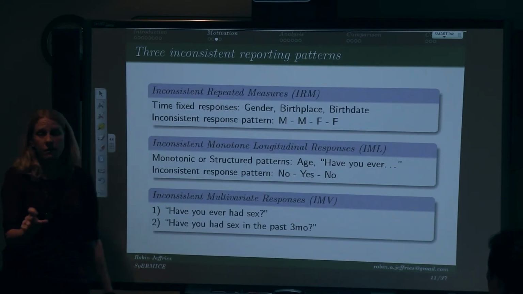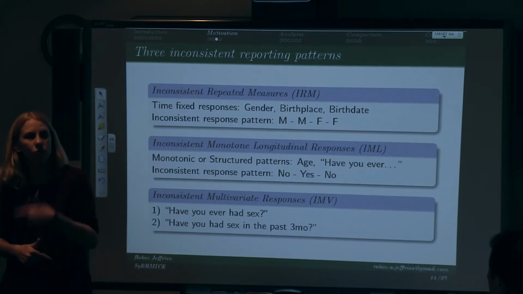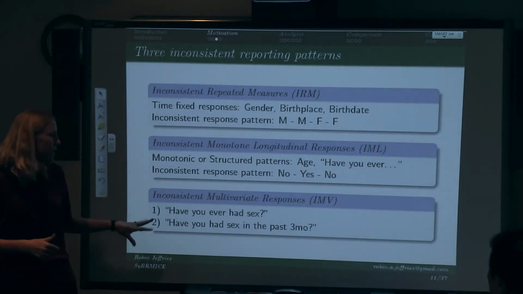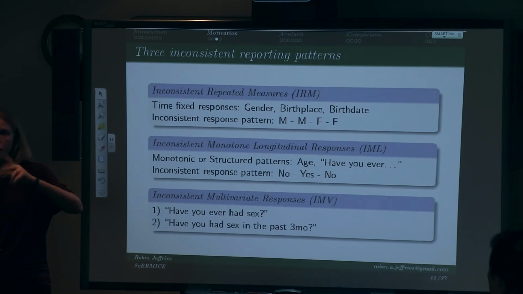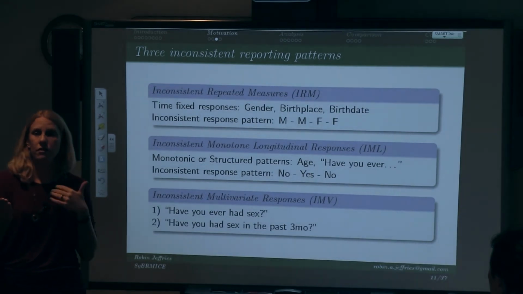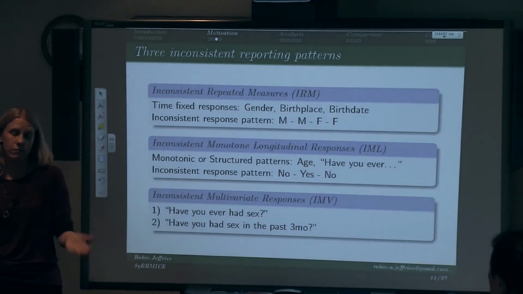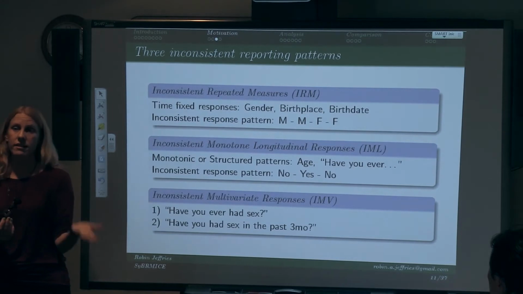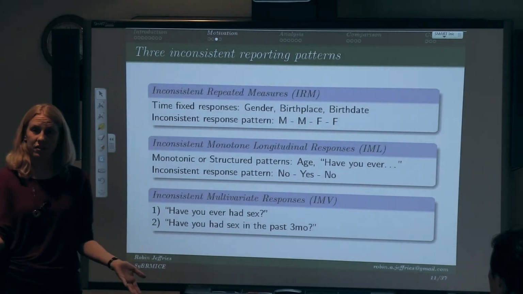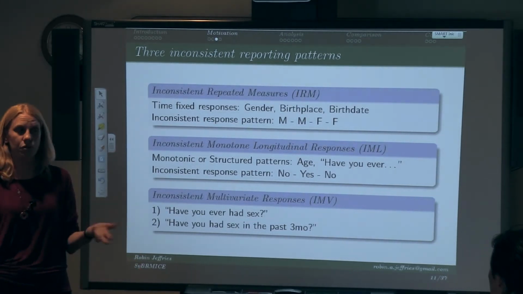It's also the lifetime questions. Have you ever smoked a cigarette? It can only go from no to yes. You can't go from yes to no. And then there's the combination of responses. This is when you have multiple questions asked in the same survey that give different or conflicting information. Like, have you ever had sex? No. Have you had sex in the past 3 months? Yes. One of those 2 is wrong.